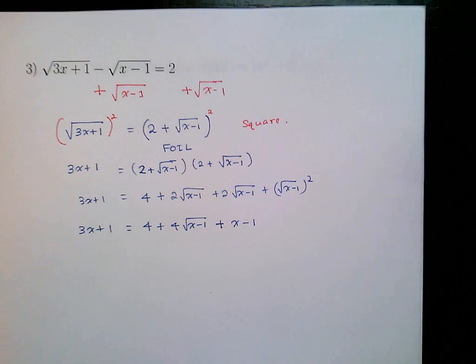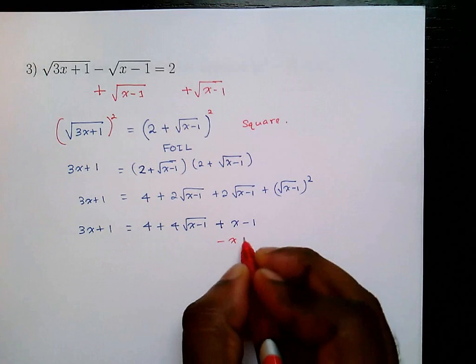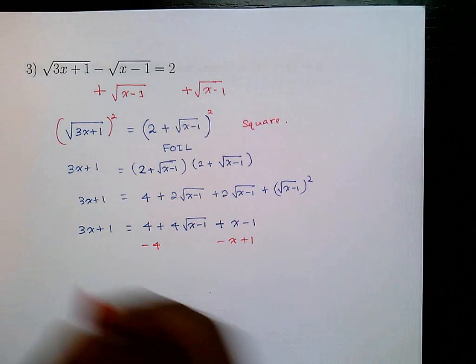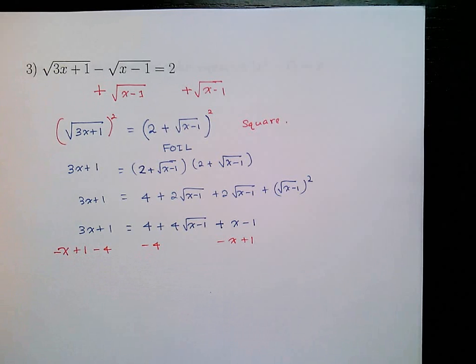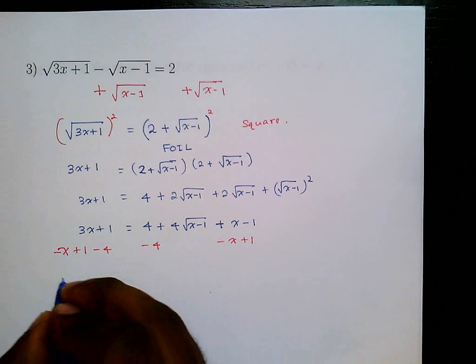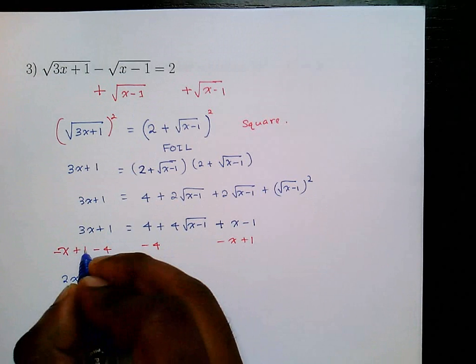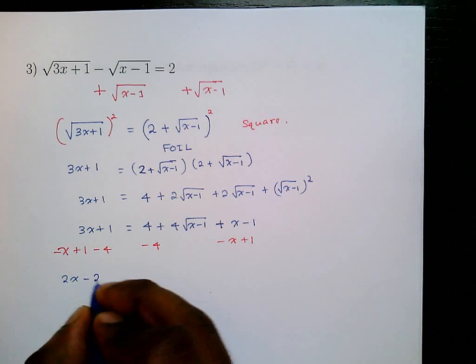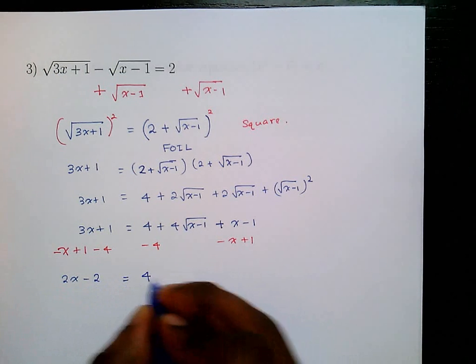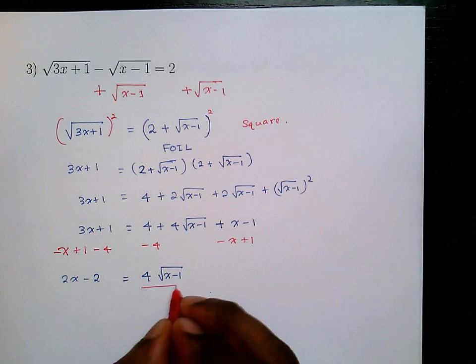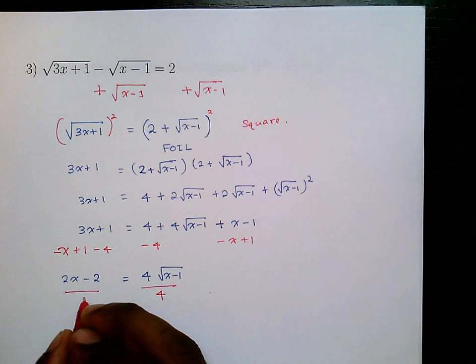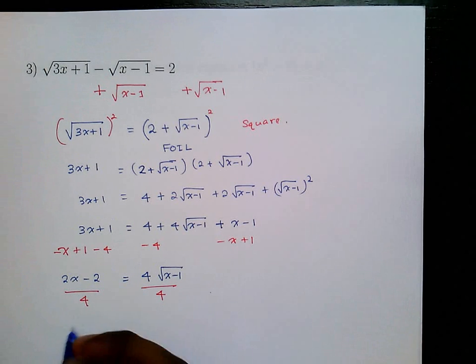Okay, now again I'm going to isolate the radical, and this time I'm going to subtract x plus 1 minus 4. So I get 2x, 1 plus 1 is 2, minus 4 is minus 2, is equal to 4 square root of x minus 1. I would divide by 4 just to isolate the radical, and that would be x minus 1 over 2.